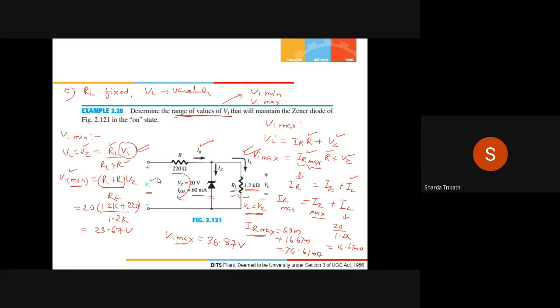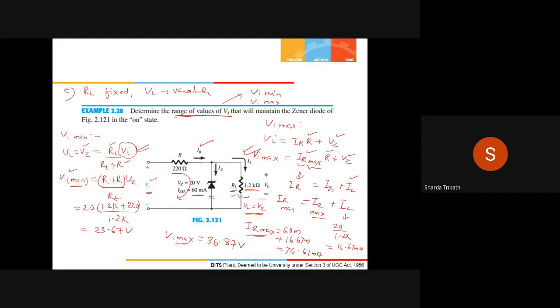एक एग्जाम्पल है जो कि बुक में दिया हुआ है. I want you to do that example and see. So it's a solved example. So in that case what happens is you are given both the values of IZ max as well as IZ min. And then it is required to find out the range of RL for which the diode operates in the breakdown region and the range of input voltage for which the diode operates in the breakdown region. So this example is even simpler.